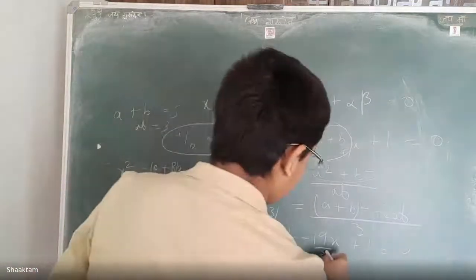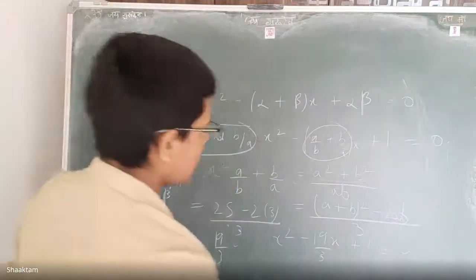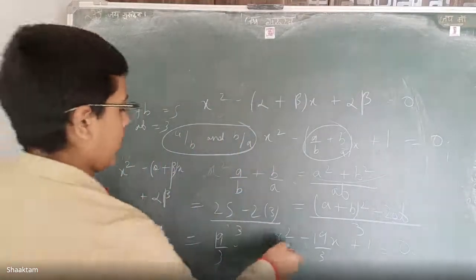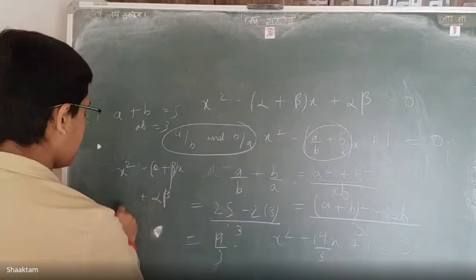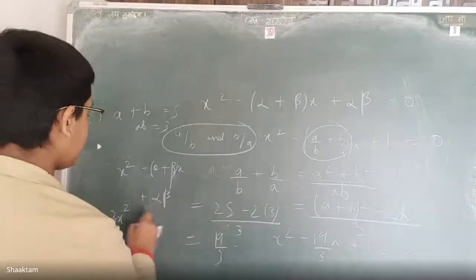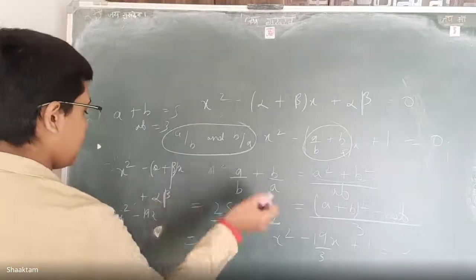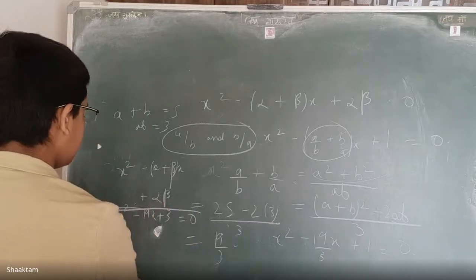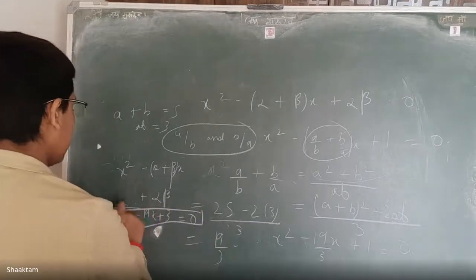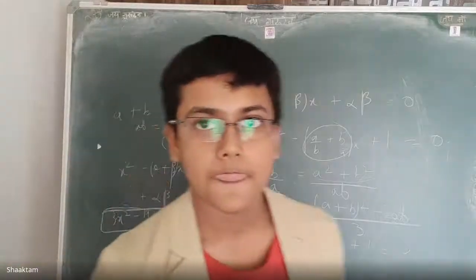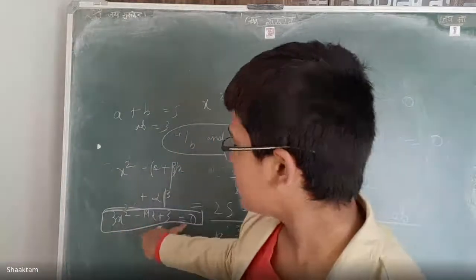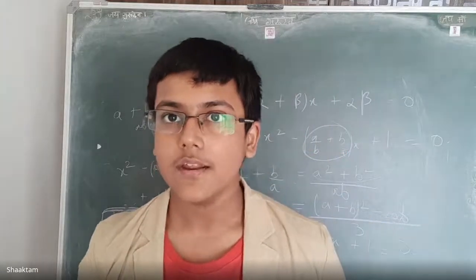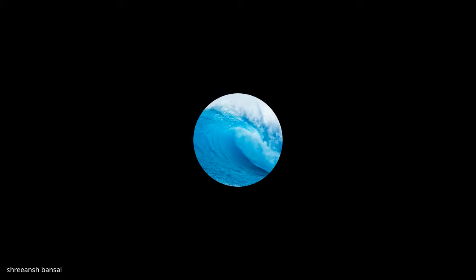So what we do to reduce our efforts? Simple. Multiply 3 to each term. x square will become 3x square. Minus 19 by 3 x will become minus 19x. Plus 1 will become plus 3. 0 into 3 will remain 0. So this is our final equation, which will have the roots a by b and b by a. 3x square minus 19x plus 3 is equal to 0. Fine? Riyansh? Ajwal, fine? Yes. Okay.